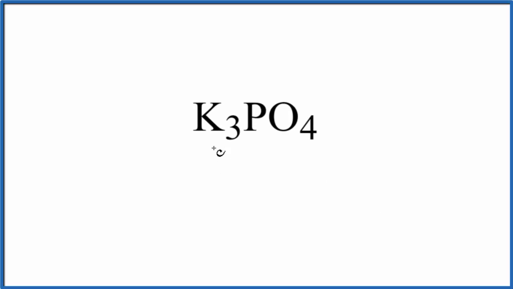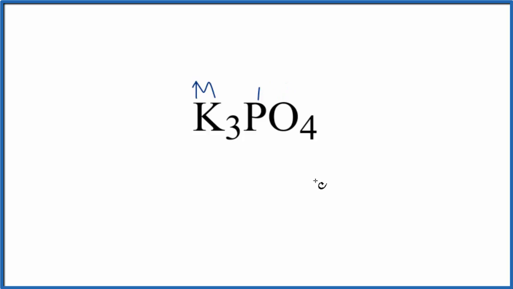In this video, we'll write the Lewis structure for K3PO4. This is potassium phosphate. The first thing to recognize is that potassium is a metal, and phosphate is a group of nonmetals. So when we have a metal and nonmetals, we have an ionic compound. And with ionic compounds, the potassium will transfer electrons to the phosphate. They won't share the electrons.